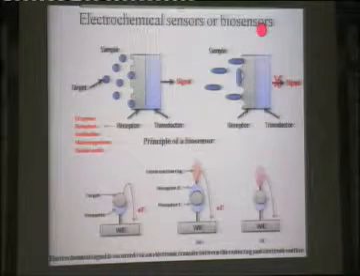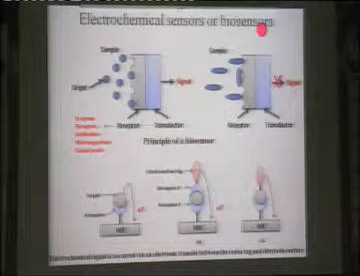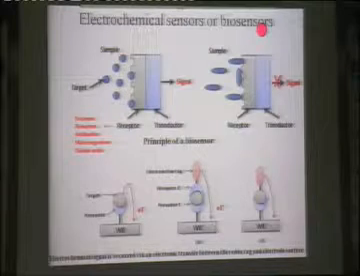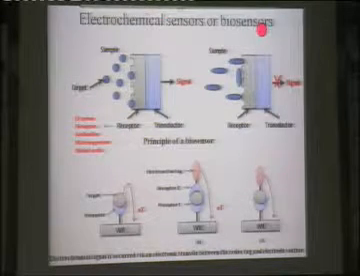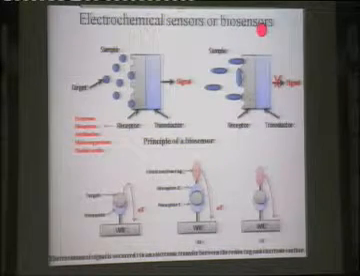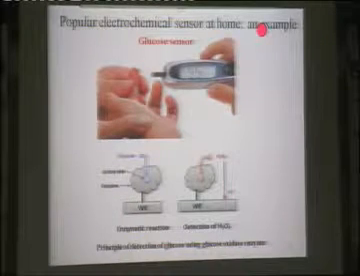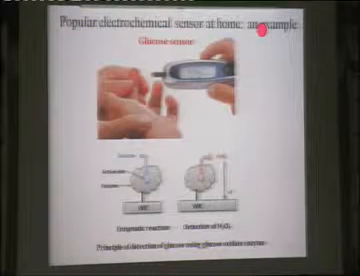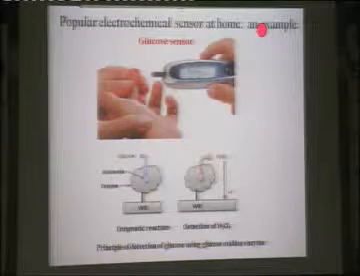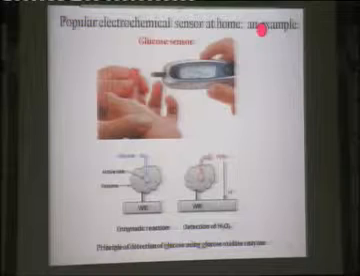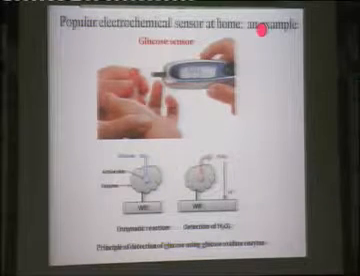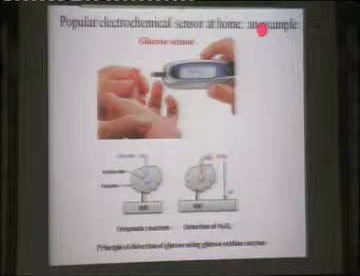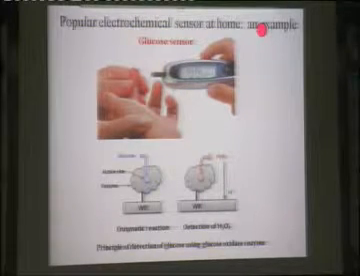Here is the electrochemical biosensor and sensor. The principle of these biosensors: generally, these electrochemical sensors are composed of two parts. One is the receptor and the second is the transmitter. The receptor recognizes the target. It is specific to the target, and it recognizes the target very sensitively and selectively.